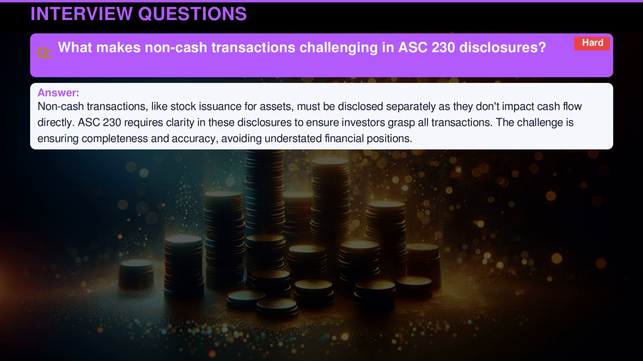Non-cash transactions, like stock issuance for assets, must be disclosed separately as they don't impact cash flow directly. ASC 230 requires clarity in these disclosures to ensure investors grasp all transactions. The challenge is ensuring completeness and accuracy, avoiding understated financial positions.